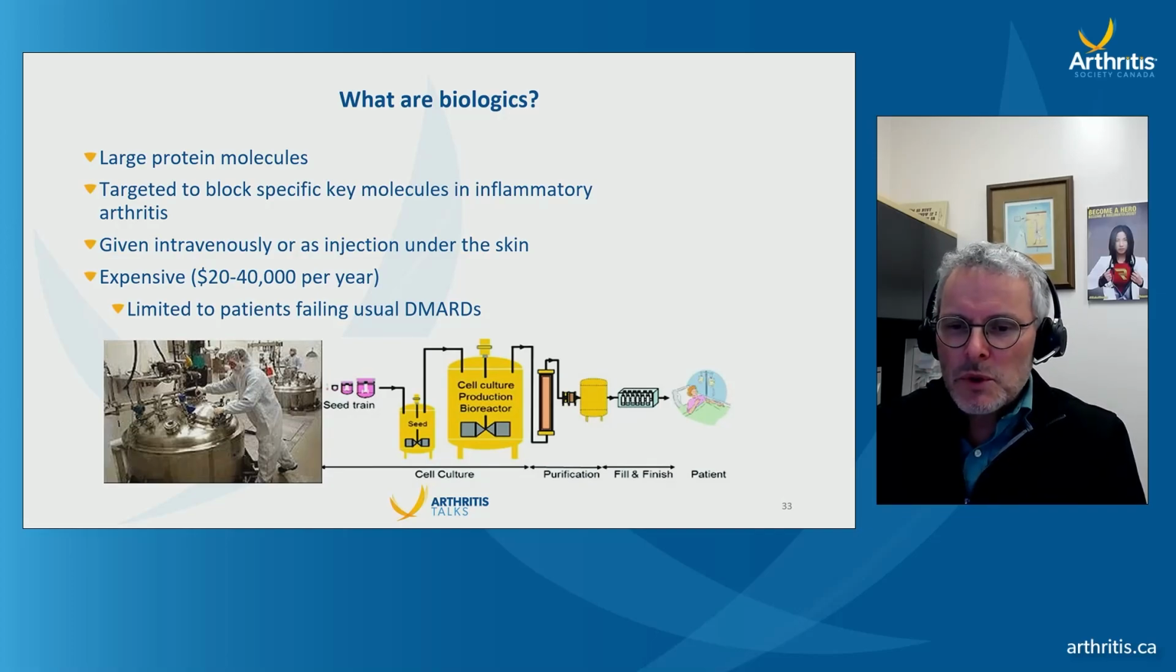And these things are kind of brewed in vats, like beer and stuff. You can see the vat there, and then the bacteria culture or other cultures will make the protein, which can be purified and then given to patients.